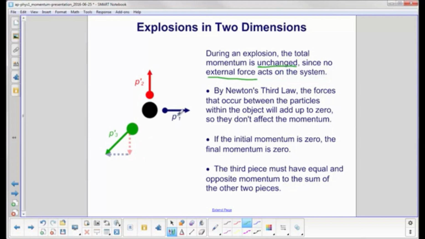Here's the momentum of P prime 1 after the explosion, and here's an equal and opposite one right down there. Here's the momentum of P2 after the explosion. Here's its equal and opposite component. So when I add these 2 vectorially, I get P3 prime moving off in this direction.